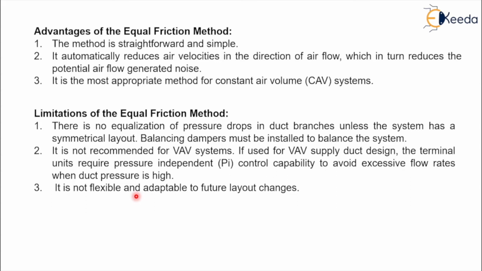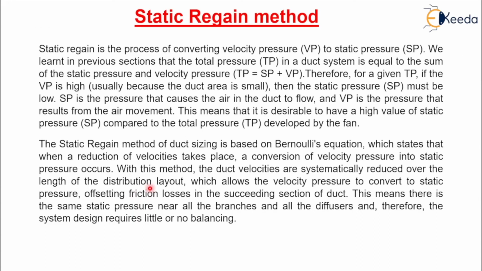Now let's see what is the static regain method. The static regain is the process of converting velocity pressure to static pressure. I have already told what the velocity pressure is, rho v square by 2. So in this method, when the air flows into the duct system, what will happen? That velocity pressure or dynamic pressure will reduce. So static pressure will increase.